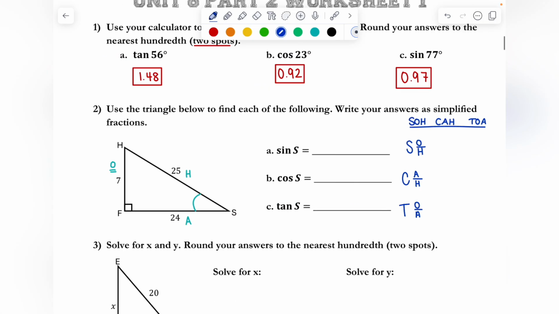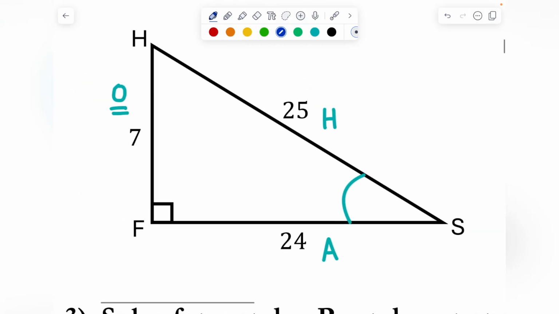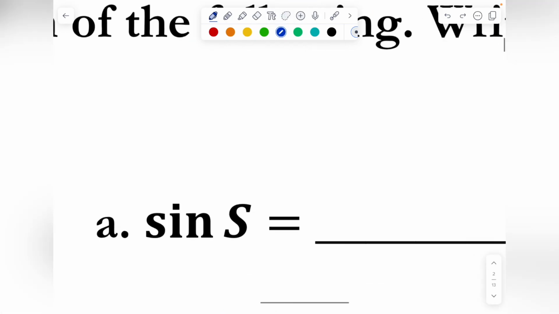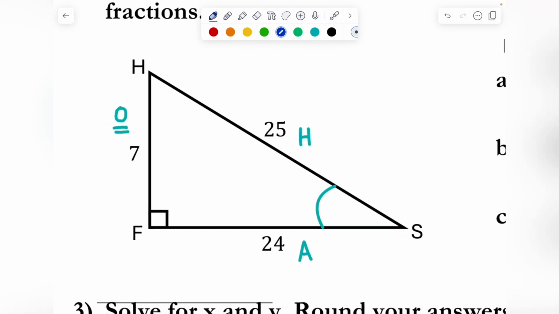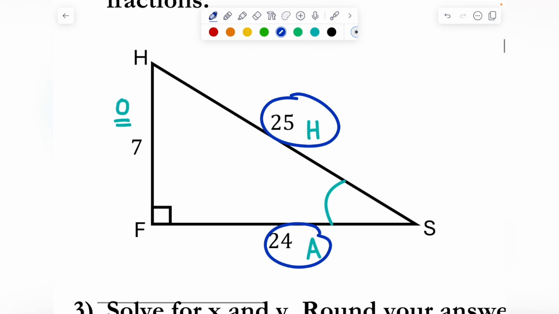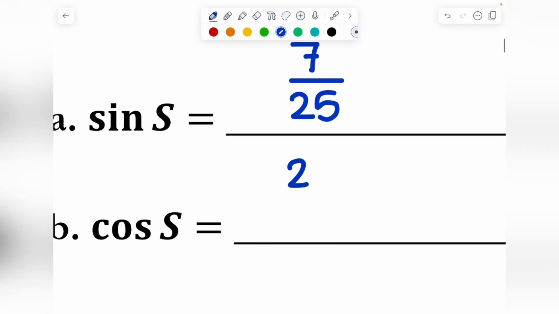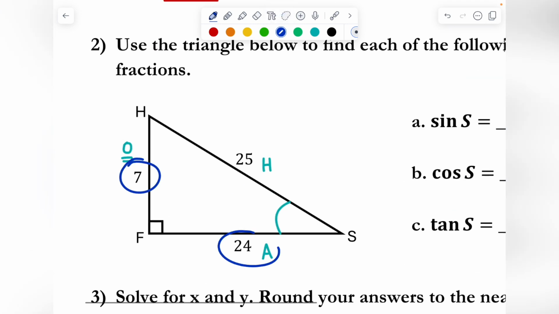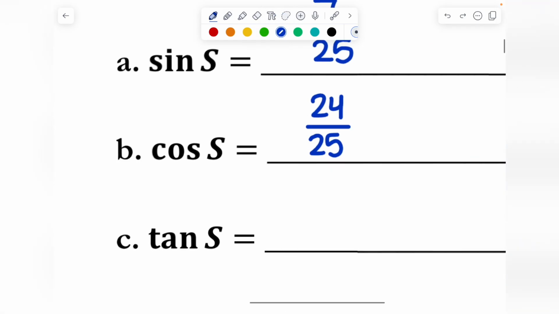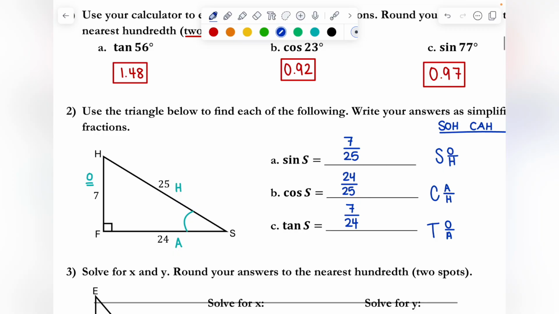So TOA. All right, so for this example, sine of angle S is going to be the opposite side over the hypotenuse. So it's 7 over 25 is my answer. Okay, cosine is adjacent over hypotenuse, 24 over 25. And tangent is opposite over adjacent. Opposite over adjacent is 7 over 24. That's how we write the fractions.